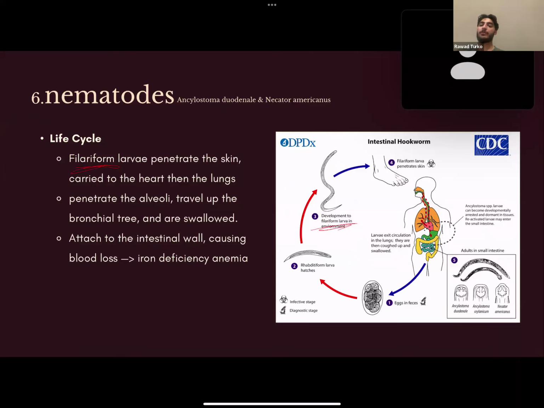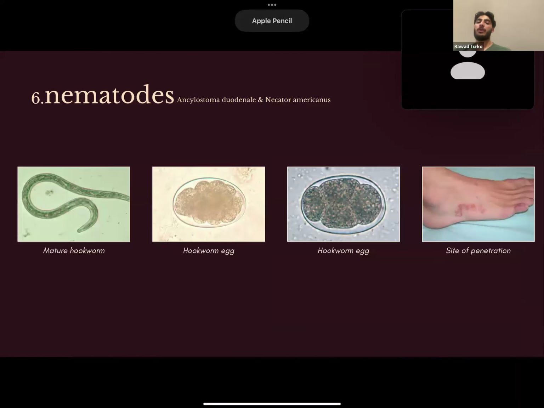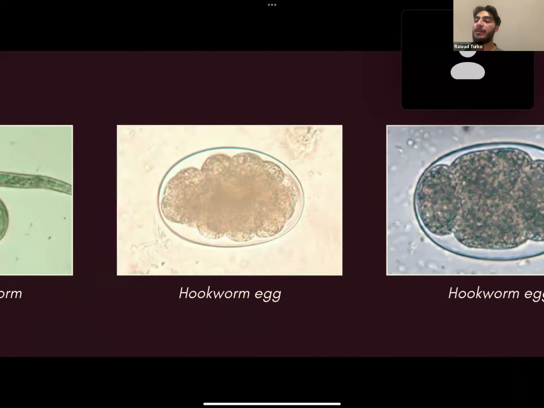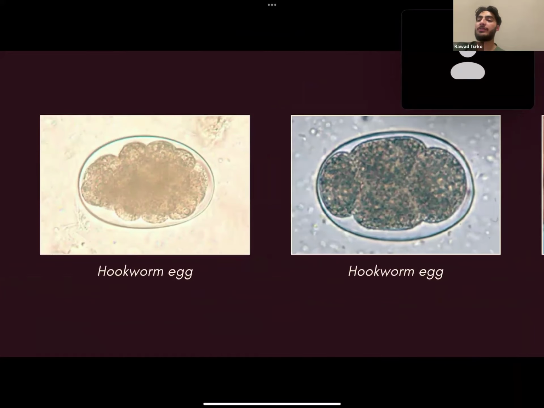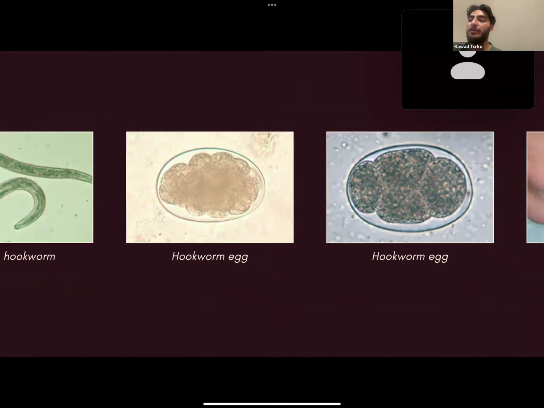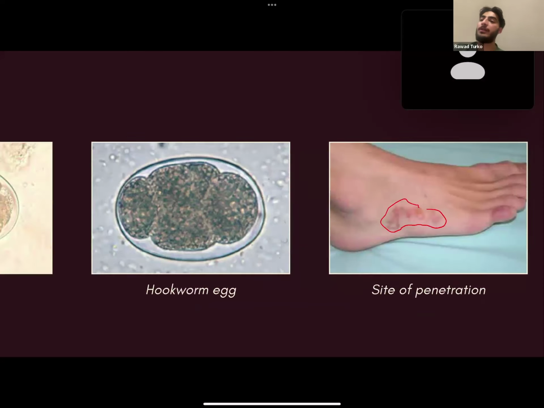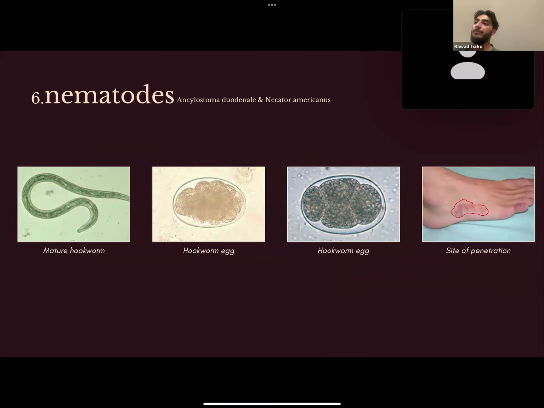If that makes sense. Okay, so it's going to attach to the intestinal wall. It's going to cause blood loss, which then causes the iron deficiency anemia. So this is what the hookworms would look like on the first picture here. This is the hookworm egg. Two pictures of the hookworm egg, just in case you guys don't get the full idea from one of the pictures. And then this is the site of penetration. You can see this little thing right here. That's the filariform larva. That's the hookworm, I guess. Okay, any questions about the hookworms?